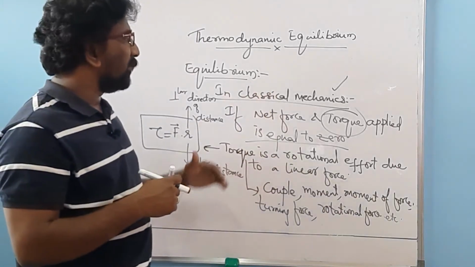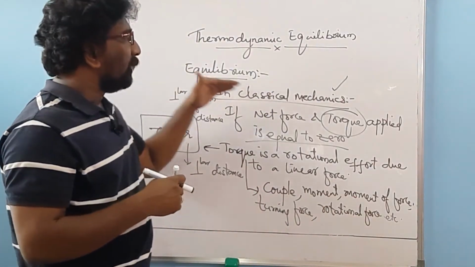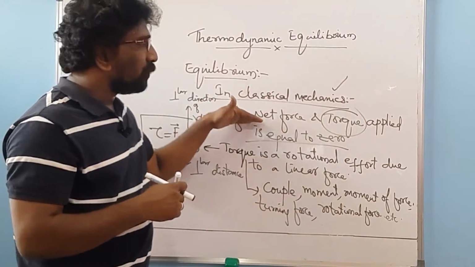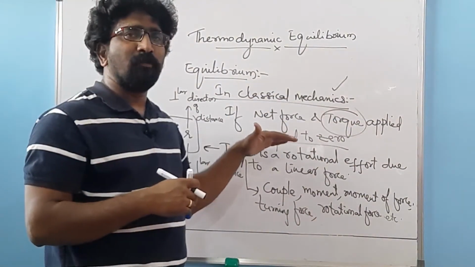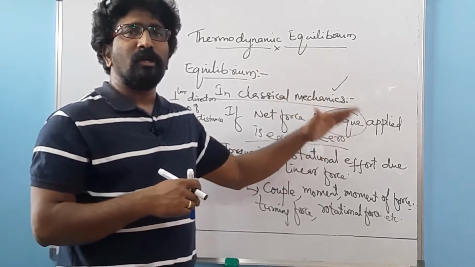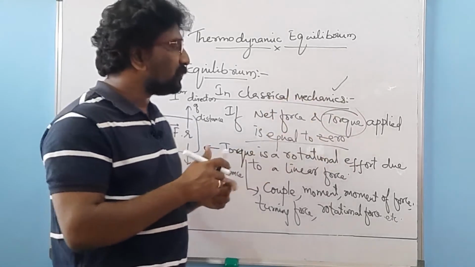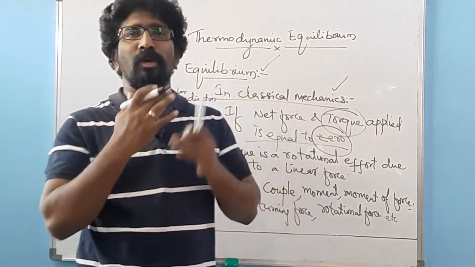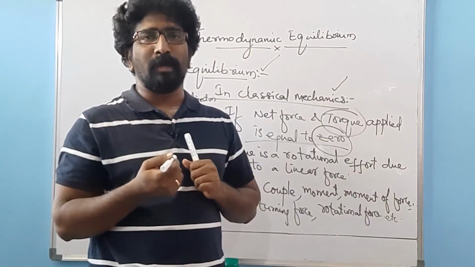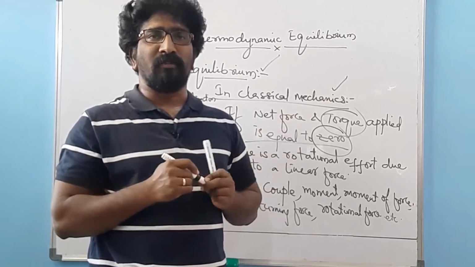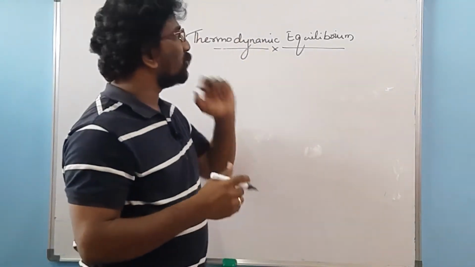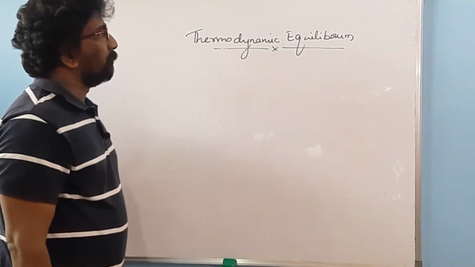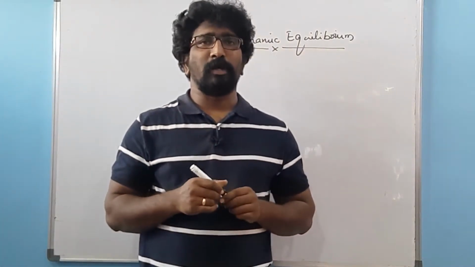So this is regarding what is meant by torque and what is meant by equilibrium in classical mechanics. In classical mechanics, equilibrium means that the net force and the torque applied on the particular system are equal to 0. Whenever they are 0, we say that the system is in equilibrium. But this will not be the same when we go into the topic of thermodynamical equilibrium. There, the concepts are completely different. Now we'll try to see what is meant by thermodynamical equilibrium.